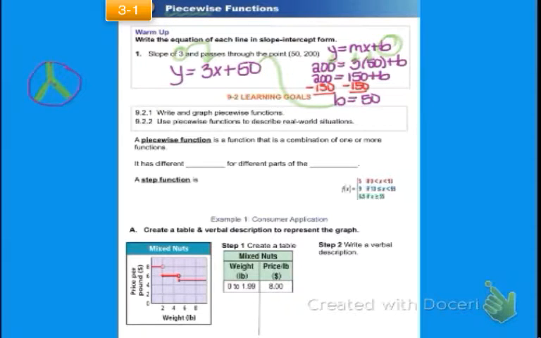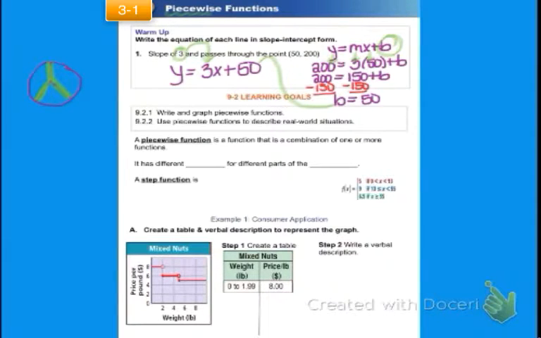When we talk about piecewise functions, we mean a function that is a combination of one or more functions. In other words, it's cut up into pieces. We can't describe the function with just a single linear or quadratic or cubic function. Instead, it's split up into a combination of one or more functions. The rule for a piecewise function is different for different parts or different pieces of the domain.